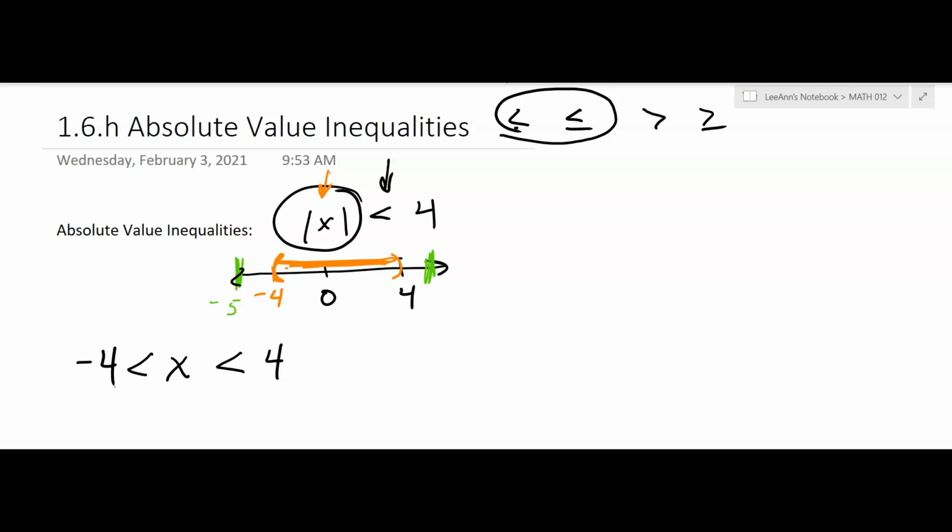They're going to want you to write the answer in interval notation. In this case, it would be -4 to 4. Okay, so that's the less than case. Now let's talk about a greater than case. So let's say you have the absolute value of x is greater than or equal to 3.